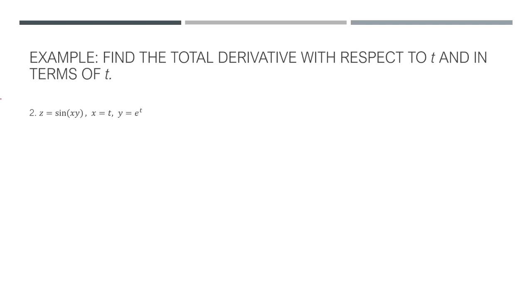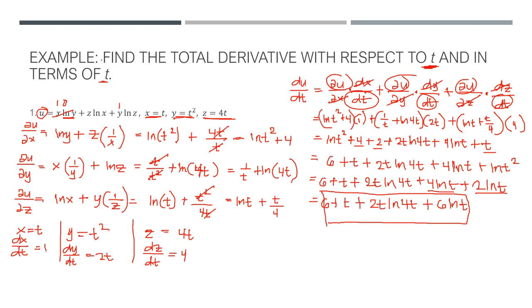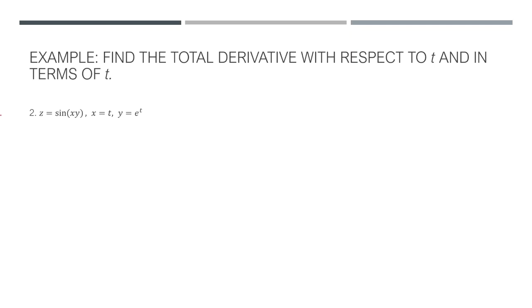Okay, so we have the second example, which is still to find the total derivative with respect to t and in terms of t. Since it says that it's in terms of t, there's no need for us to change our answer into the given values, because it says that it's in terms of t. But if it does not say in terms of something, meaning you have to replace it with its original value.